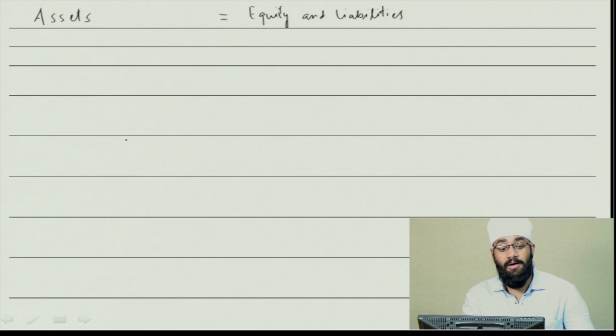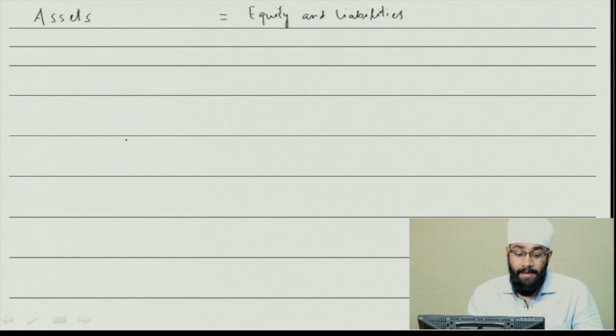Now, to have a proof of double entry system, we will look at each transaction one by one, analyze it, and see what is the impact that each transaction has on the balance sheet, and the outcome is going to be that both sides will always be equal.